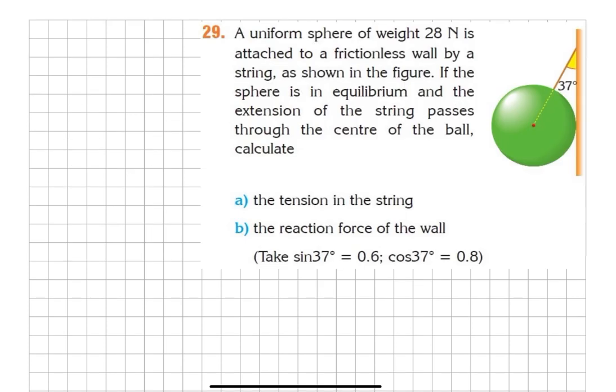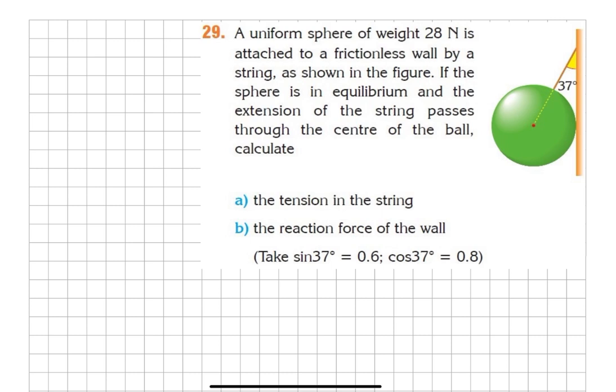Question 29. A uniform sphere of weight 28 newtons is attached to the frictionless wall by a string, as shown in the figure. If the sphere is in equilibrium and the extension of the string passes through the center of the ball, calculate the tension on the string and the reaction force of the wall.